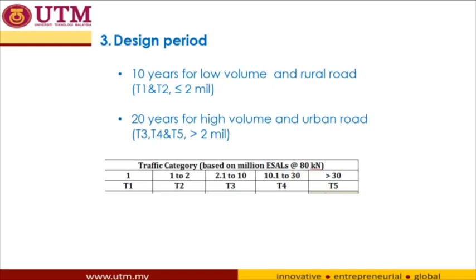Okay, next is about the selection of design period. It's either 10 years or 20 years. So when exactly do we select 10 years? Normally, 10 years is selected for low volume roads, which refers to the traffic categories T1 and T2. As you can see from the table, T1 and T2 have a total axle of less than 2 million. And then 20 years is selected for high volume roads, which refers to the traffic categories T3, T4 and T5. As you can see from the table, the total axle for T3 to T5 is more than 2 million.